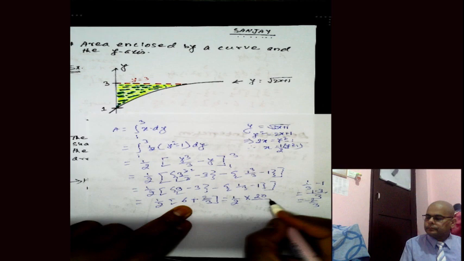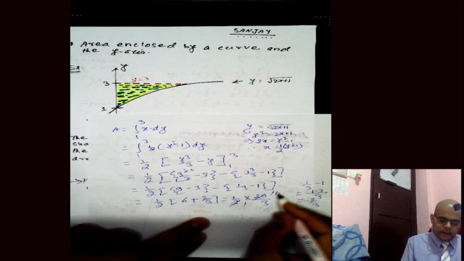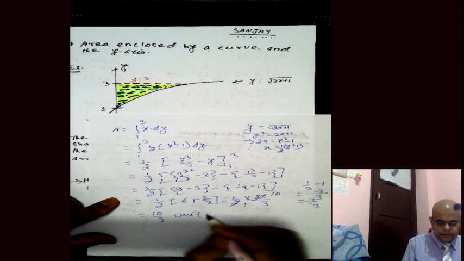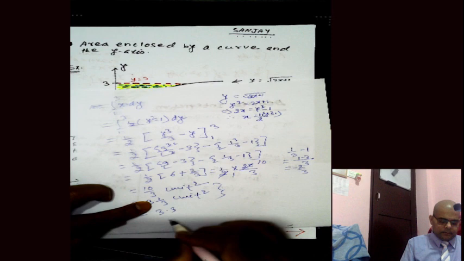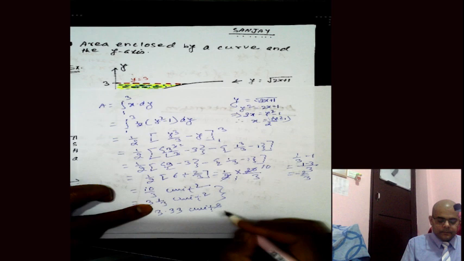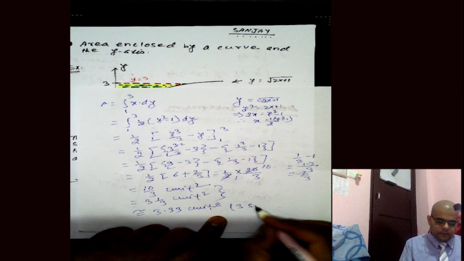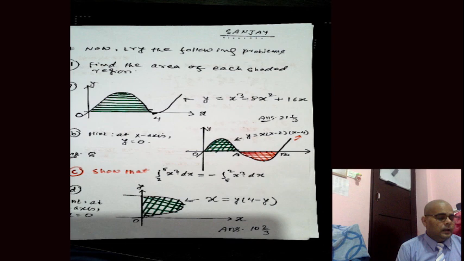And then this is 20 by 3, so 2 tens are here, so it is now 10 by 3 square units, you can say the answer. Also you can write 3 threes are 9, so this is 3 and 1 by 3 square units, so these are the exact answers. But if you like, you can also write it as 3.33 square units if you are rounding off this number correct to 3 significant figures. Pause it here and now try the following problems.